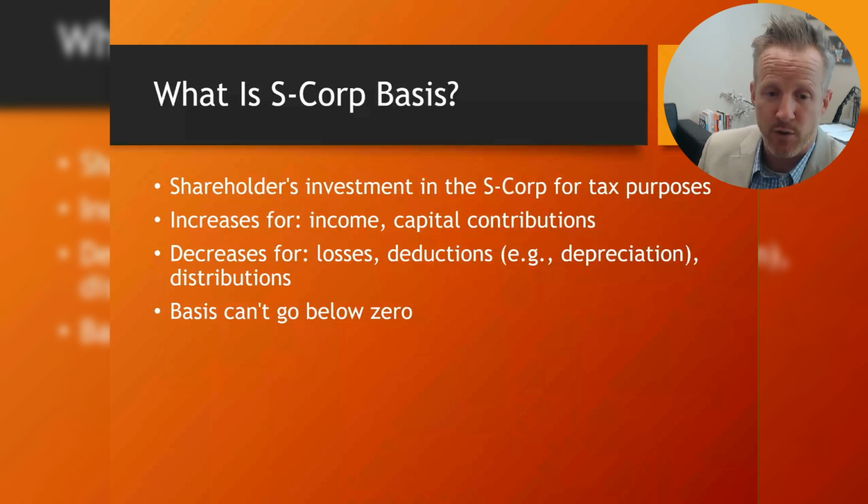Why? Because you're sitting on $200,000 in your account. Theoretically, on December 31st, you didn't take any distributions during the year. You had $1 million in collections. Your overhead was $600,000. You paid yourself $200,000. So you're sitting on $200,000 in your business checking account on December 31st. And you pull it out. And so your basis is now down to 0.